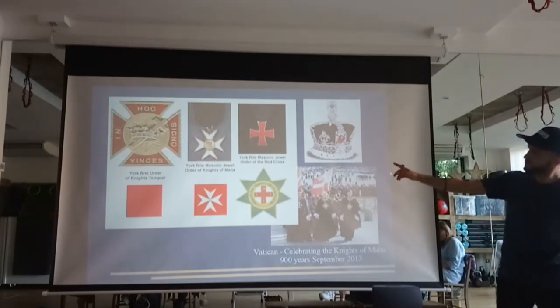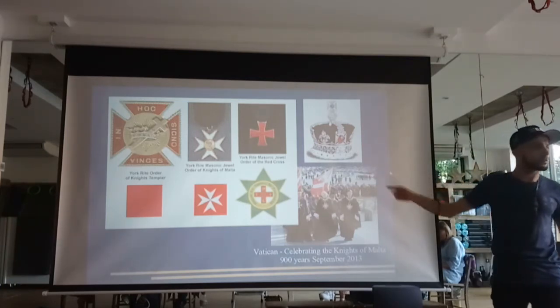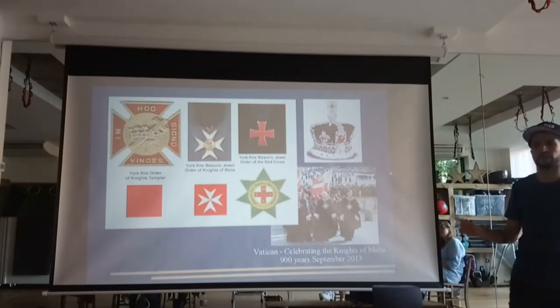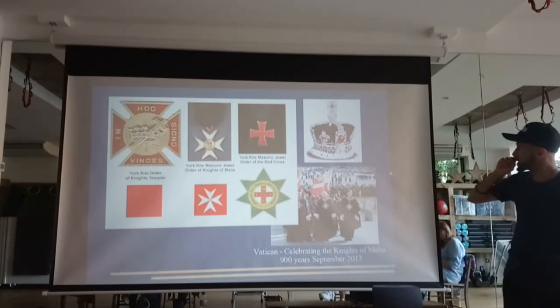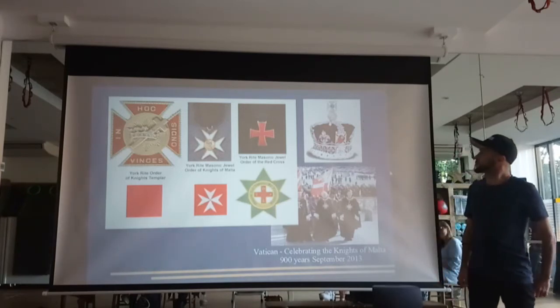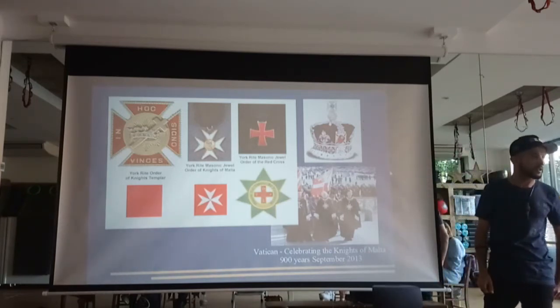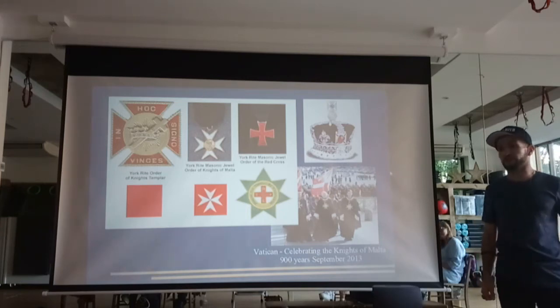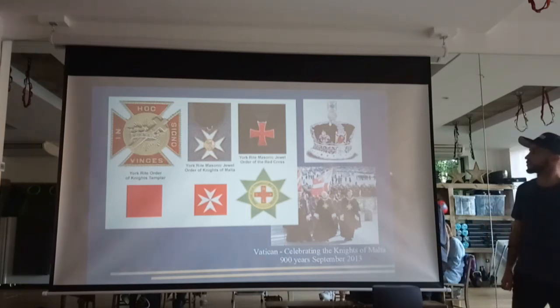We have seven points as well. Just make a mental note of the number seven and why number seven is used. As we know, we can see the Knights, the Cross of Malta there on the top of the imperial crown of Queen Elizabeth II during her coronation.